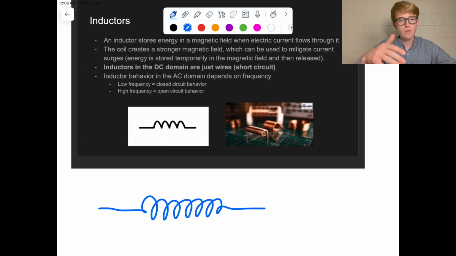So we see a kind of duality here between the capacitor and the inductor. The capacitor at low frequency looked like an open circuit. The inductor at low frequency looks like a closed circuit. The capacitor at high frequency looked like a closed circuit. The inductor looks like an open circuit.